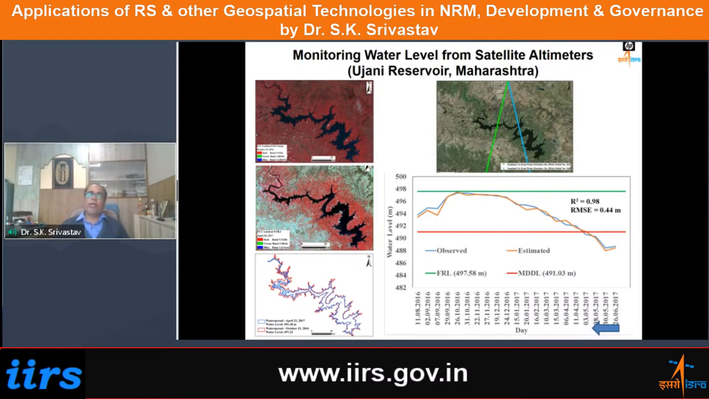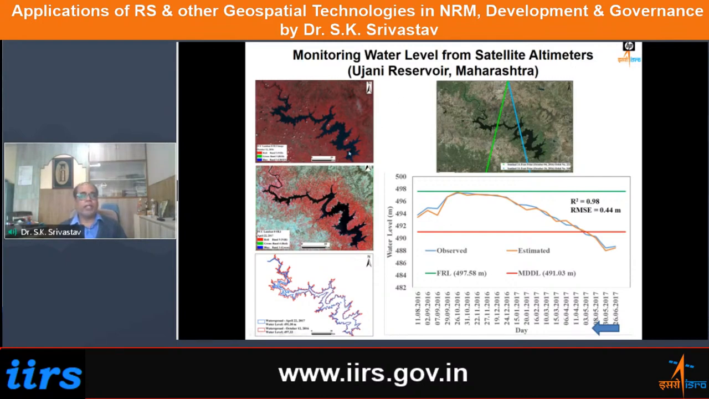So if you combine the optical remote sensing images, which give you the spatial extent of the water body, and the altimeter data, which can give you the elevation of the water surface, and if you can combine these two with some ground observations, then one can also estimate the volume of water which is present in a water body. Right. So here is one example which is shown here.